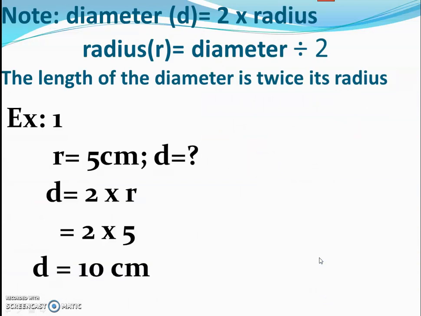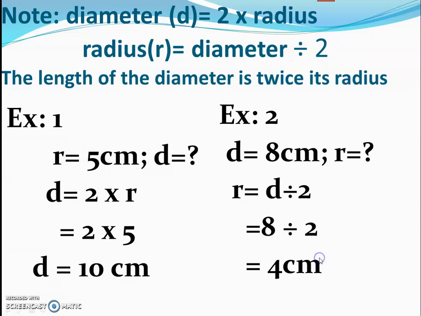And by the way, that is finding the diameter and finding the radius. That's it, children.